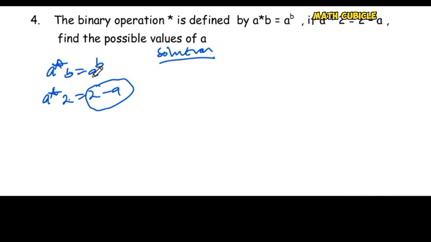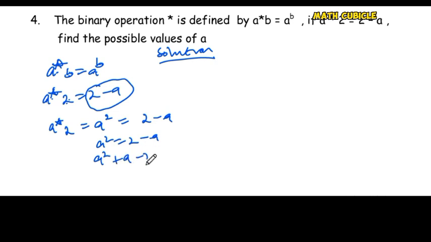So this becomes A operation 2 equals, we plug in A here because A is holding A, then B is holding 2. So here we plug in 2, then we equate it to 2 minus A. That's A squared is equal to 2 minus A. Let's collect like terms. We have A squared plus A minus 2 is equal to 0. That's when we move everything to the left hand side.